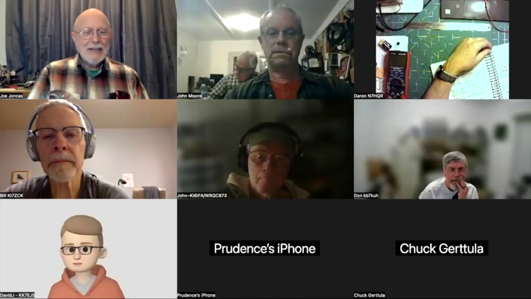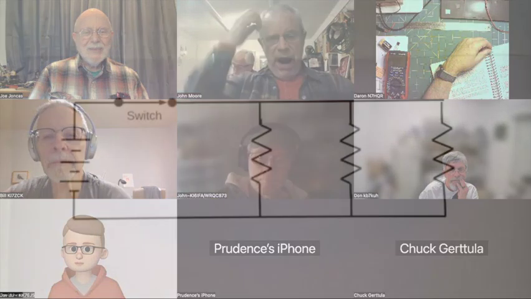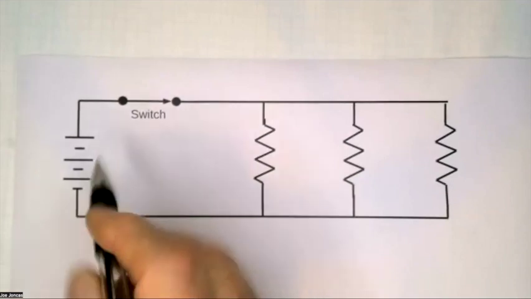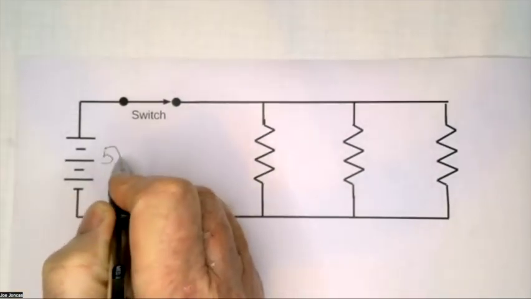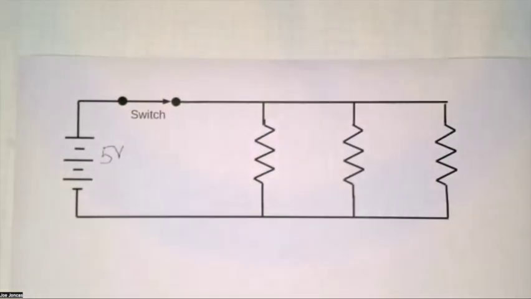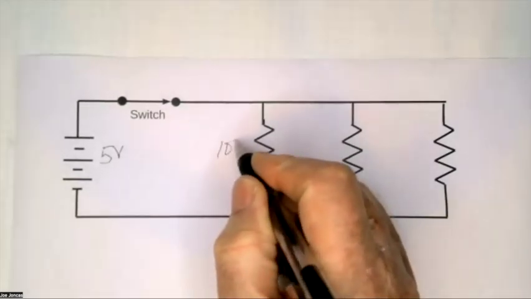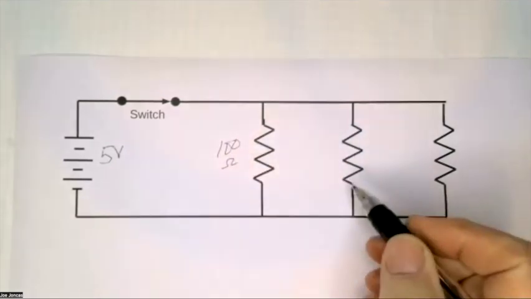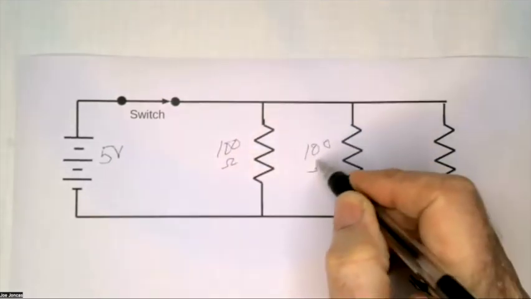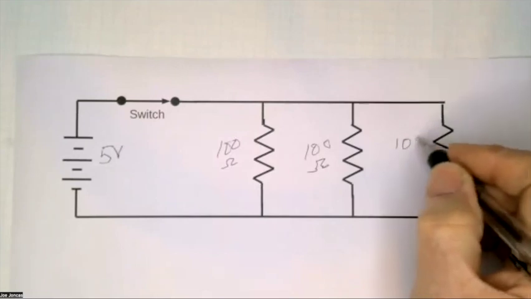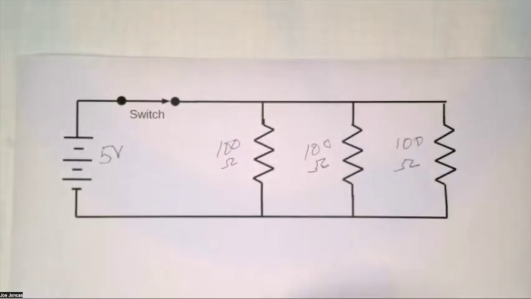Okay. Back to the camera. Here we have a battery, and this is going to be a 5-volt battery. Anybody ever heard of a 5-volt battery? They don't exist, but I'm using 5 volts because that's what our little power supply puts out. Then we go through a switch. And here we have a 100 ohm resistor, another 100 ohm resistor, and another 100 ohm resistor, all hooked in parallel.